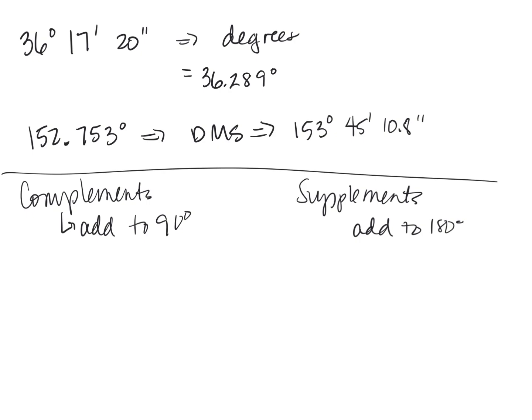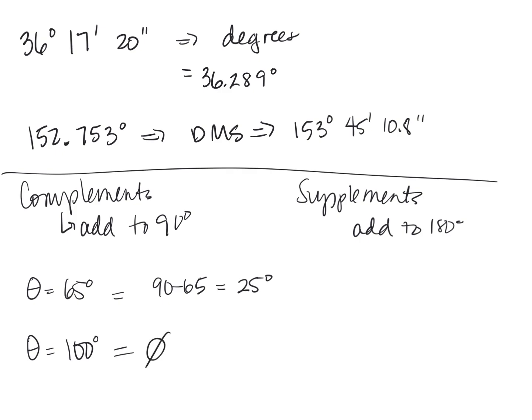If I give you an angle theta of 65 and I want its complement, you just do 90 minus 65. That would give me 25, right? So its complement is 25. If I gave you an angle of 100 and asked for its complement, well, it's already over 90, so there's just no complement. Is that all right?